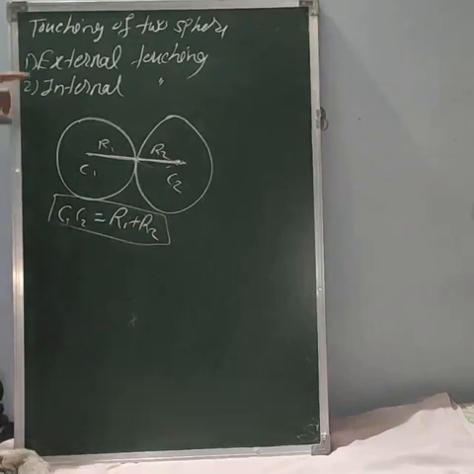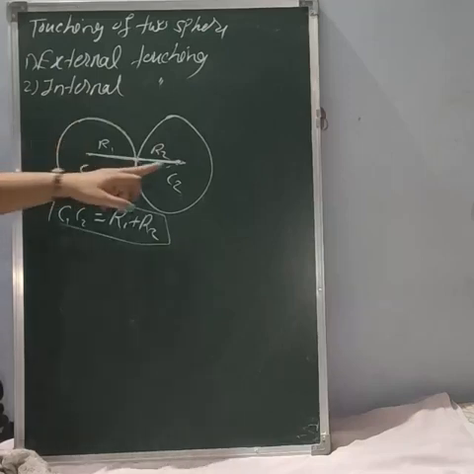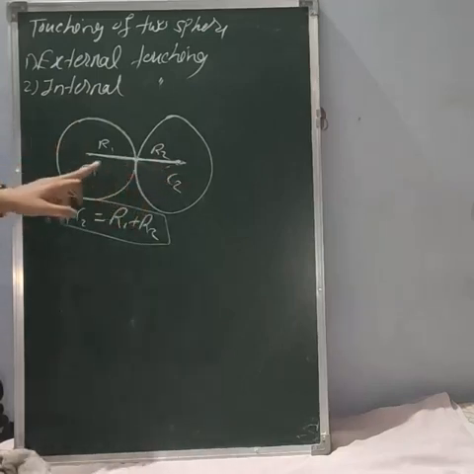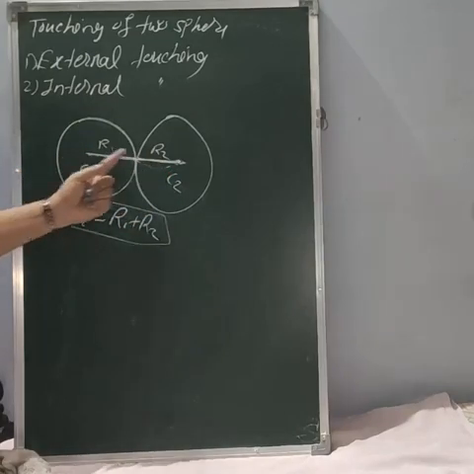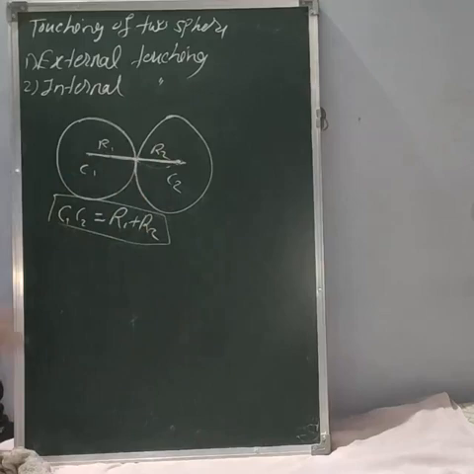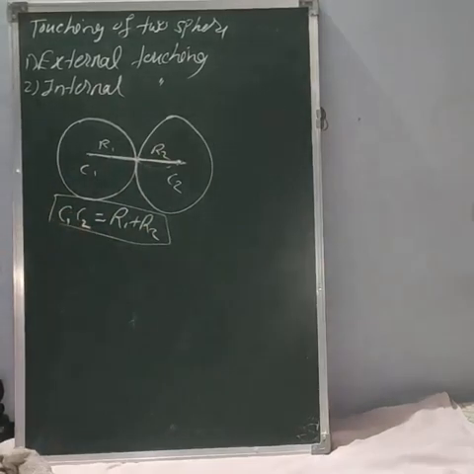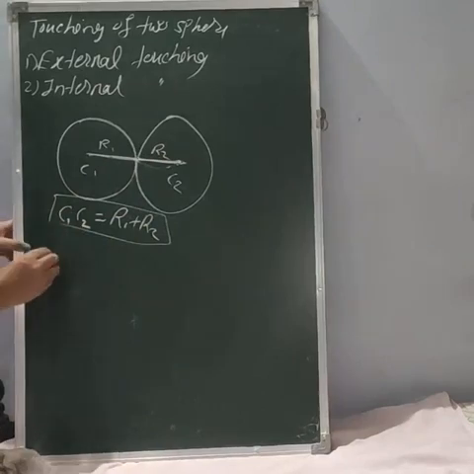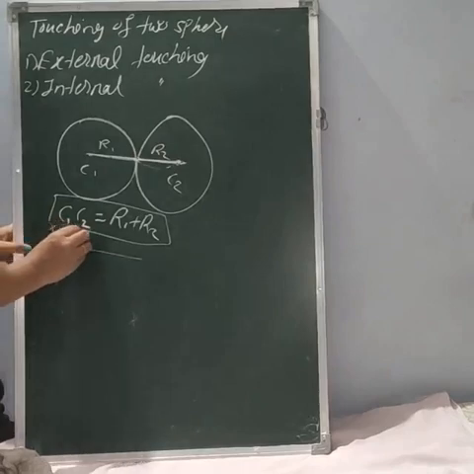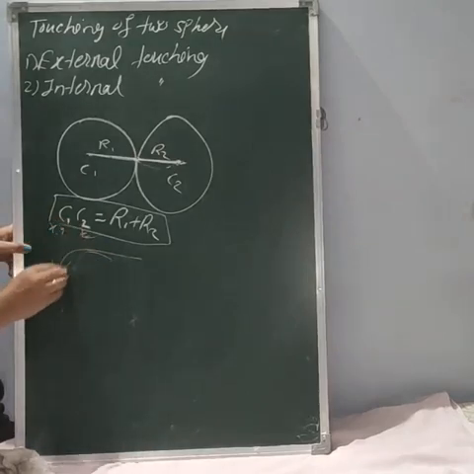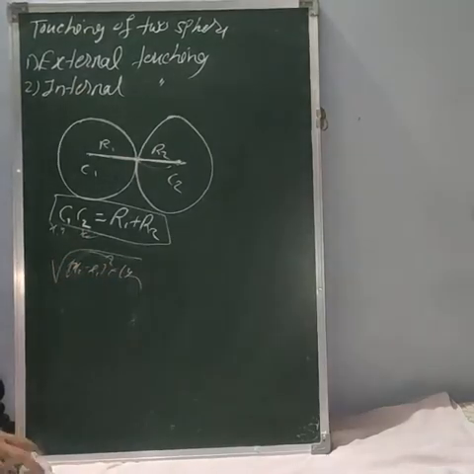So what does external touching mean? Two spheres are said to touch externally if the distance between their centers, C1 and C2, is equal to the sum of their radii, that is R1 plus R2. And you know how to find the distance between C1 and C2 using the distance formula: if the coordinates are x1 y1 z1 and x2 y2 z2, you get the square root of x2 minus x1 whole square plus y2 minus y1 whole square, and so on.